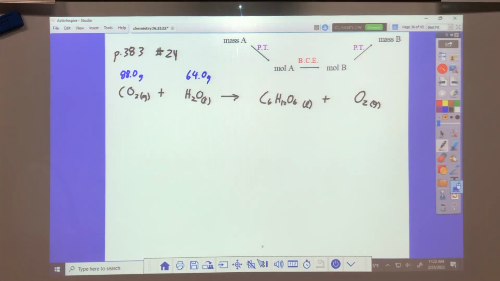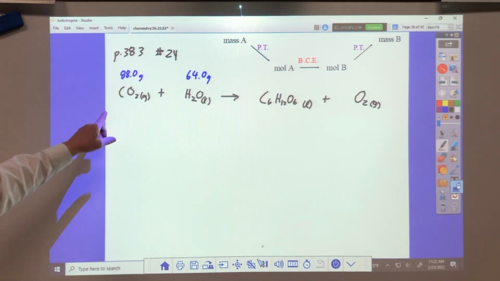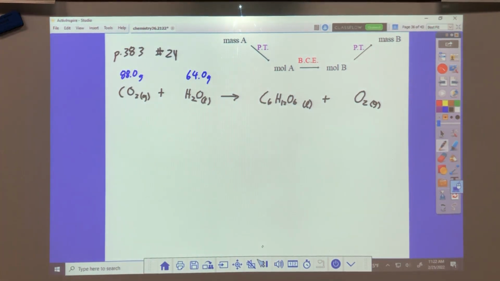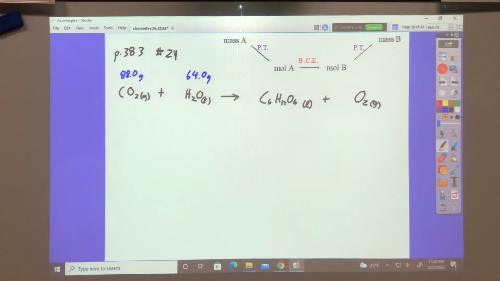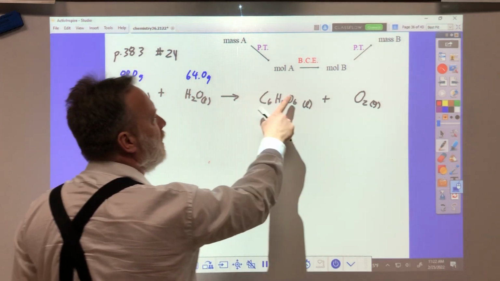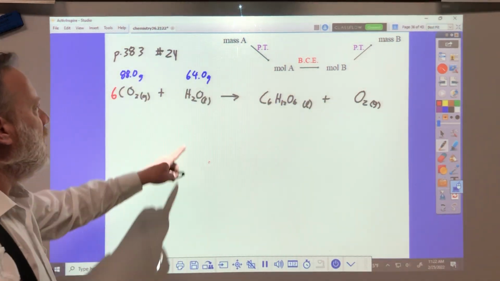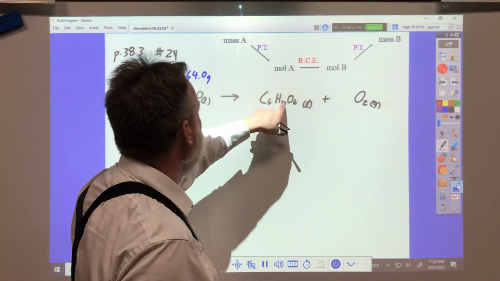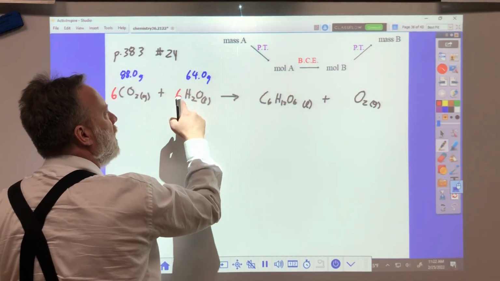Now it wants you to balance this. I have 1 times 1 is carbon, 1 times 6 is 6. So I need it to be 6 times 1 is 6. Let's save the oxygen because it's here, here, here, and here. Hydrogen, I have 1 times 2 is 2, 1 times 12 is 12. So this needs to be 6 times 2 is 12.